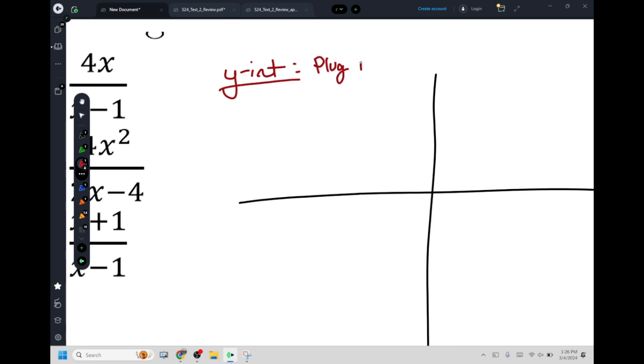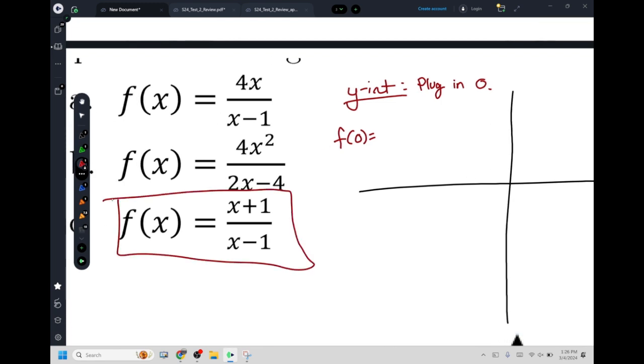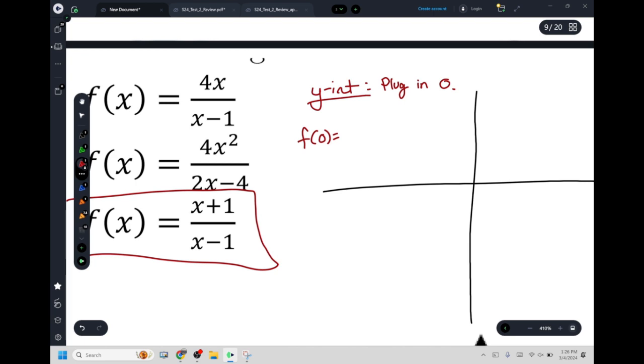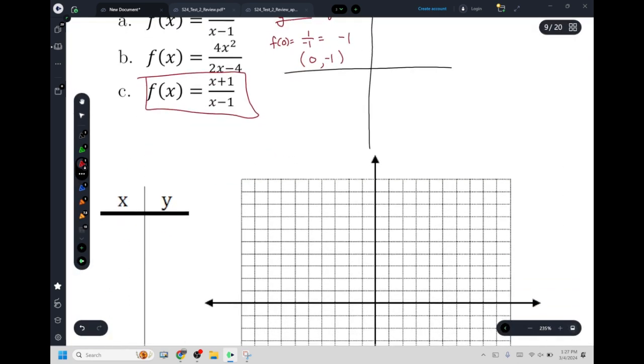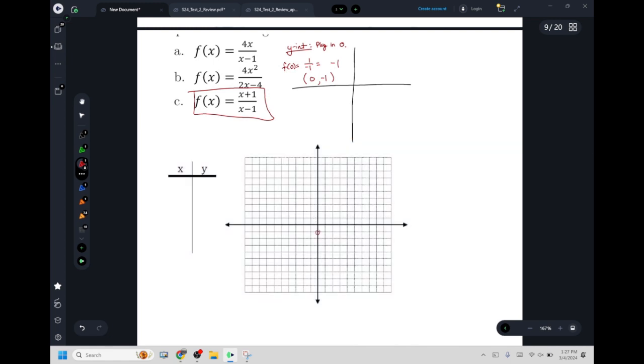I got you. I've changed you. Plug in 0. I've changed you all. Not set x equal to 0, though it's the same thing. And so if we were to plug in 0, then we would see that f of 0 is equal to 1 over negative 1, which is just negative 1. So the y-intercept is what point? Let's go plot it in red to match the color. 0, negative 1. All right?